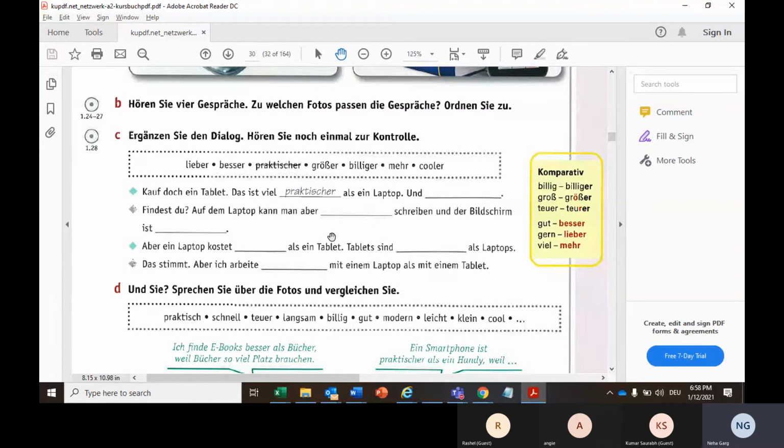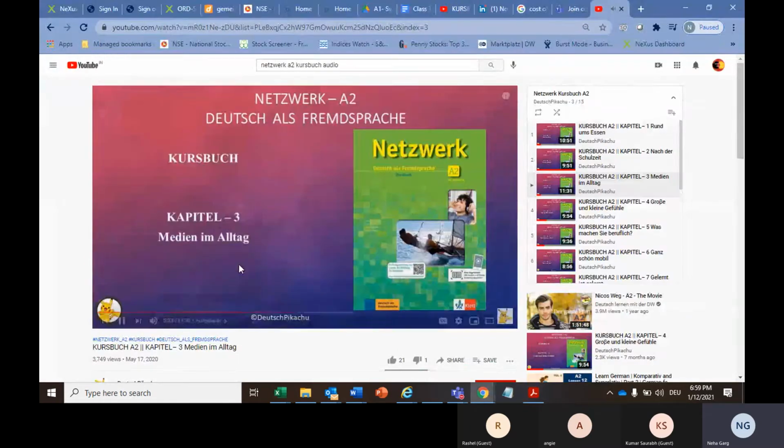Das sind aber viele Laptops hier. Da weiß man ja gar nicht, was man nehmen soll. Kauf doch ein Tablet. Das ist viel praktischer als ein Laptop. Und cooler. Findest du? Auf dem Laptop kann man aber besser schreiben. Und der Bildschirm ist größer. Aber ein Laptop kostet mehr als ein Tablet. Tablets sind billiger als Laptops. Das stimmt. Aber ich arbeite lieber mit einem Laptop als mit einem Tablet. Also, ich glaube, der hier ist gut. Wo ist denn hier ein Verkäufer?